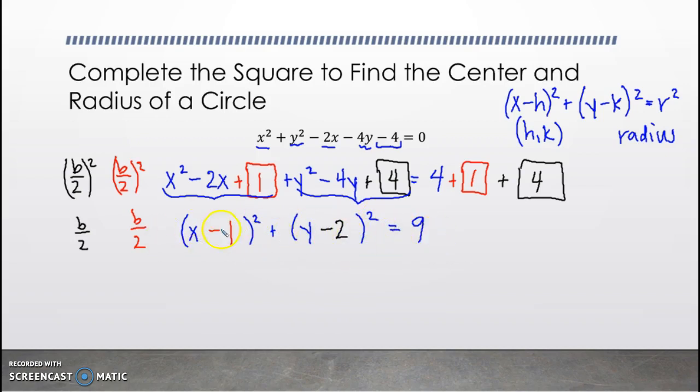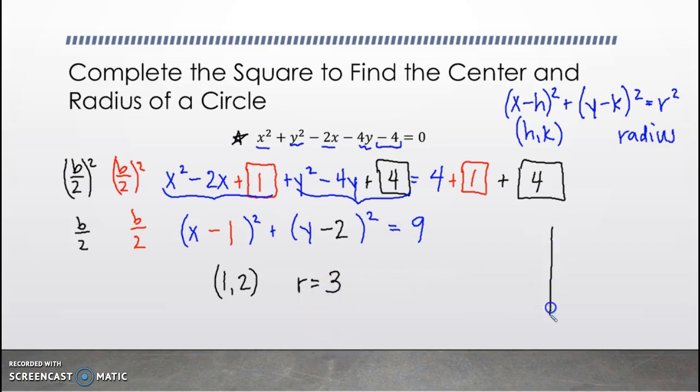If I were to multiply this all the way back out, I would get back to the equation we started with up here. But the way it's written now is what we call standard form, which helps us find the center and the radius of any circle. My center is always the (h, k) point. Remember, opposite signs when you're inside parentheses. So my center is at (1, 2). And the radius is the square root of whatever it's set equal to. The square root of 9 is 3.